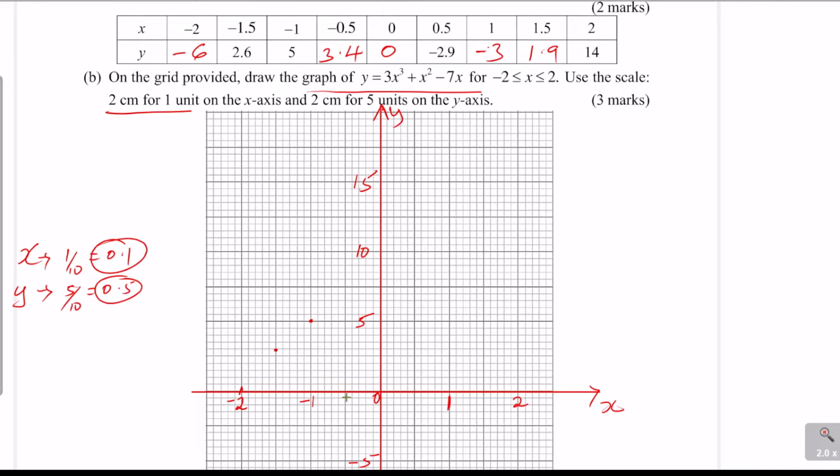And then we have -0.5, 3.4. So this is 2.5, 3, 3.5. So 3.4 will be somewhere there. Then 0, 0 will be here. Then 0.5.